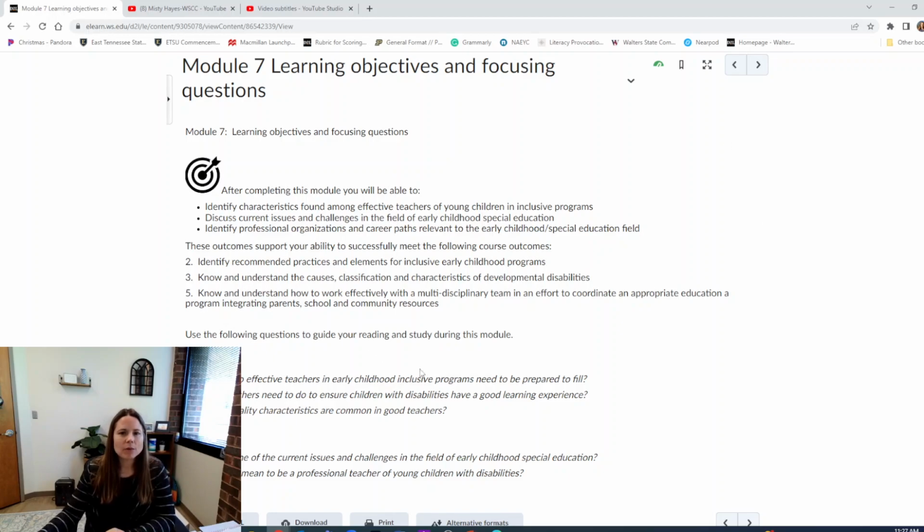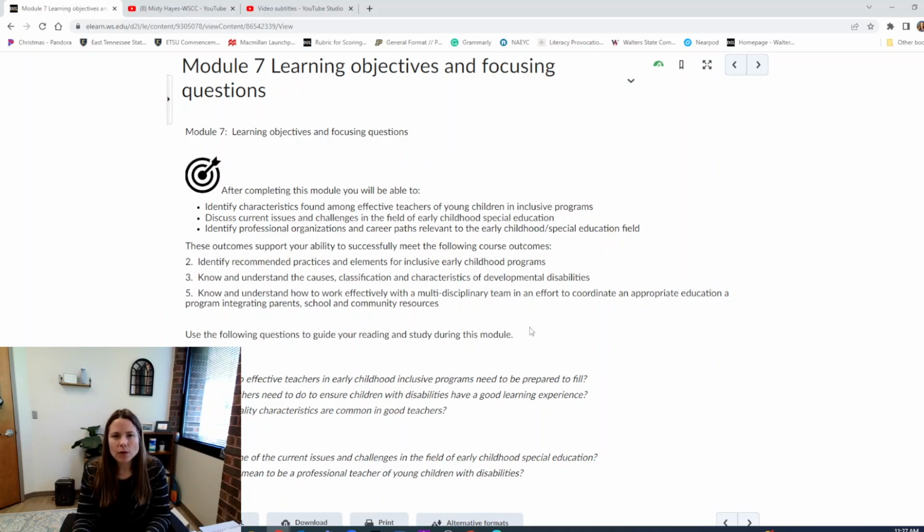Of course, everything that we're accomplishing in this module is going to support our course outcomes. So we're going to be able to identify recommended practices and elements for inclusive early childhood programs. We need to know and understand the cause, classification, and characteristics of developmental disabilities. You will be looking at that when you do the adaptive lesson or the behavior lesson. And the last one is you really have to know and understand what part you play when you're trying to work with a team.